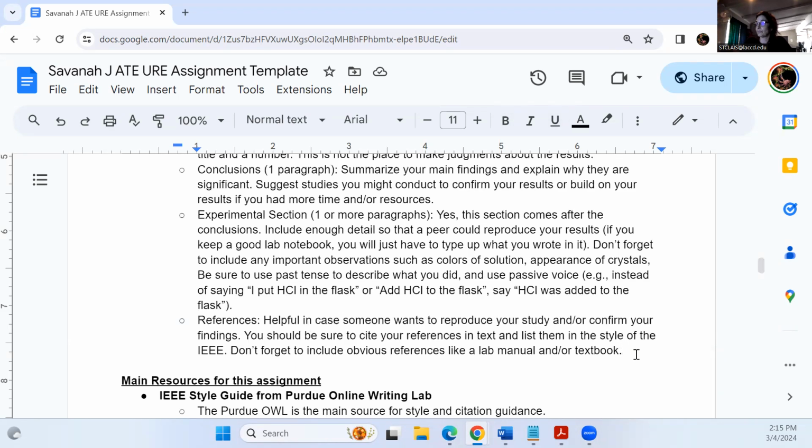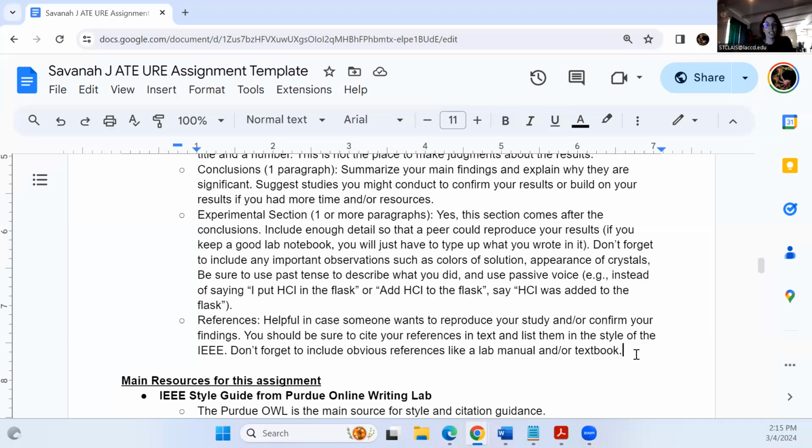Next is the references section. So a really important part of science is that it's reproducible. So you want to give references for the techniques that you've given. For example, all of those in-text citations that you made for your introduction, discussion, and conclusion, of course, will also be listed in the references section.